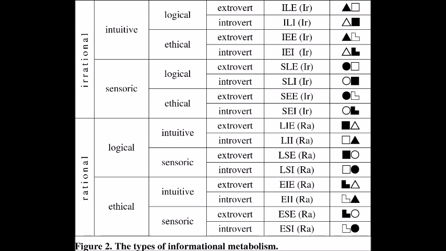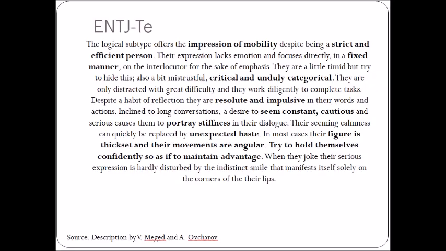As a source of description, I am taking McGegg's and Ovkorov's socionics subtype descriptions in order to explain the theory, and we'll just dive in right now. So the logical subtype offers an impression of mobility despite being a strict and efficient person. Their expression lacks emotion and focuses directly, in a fixed manner, on the interlocutor for the sake of emphasis. They're a little timid but try to hide this, but also a bit mistrustful, critical, and unduly categorical.